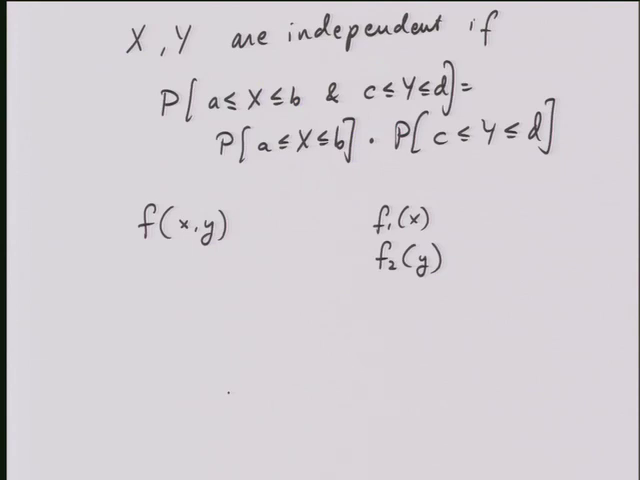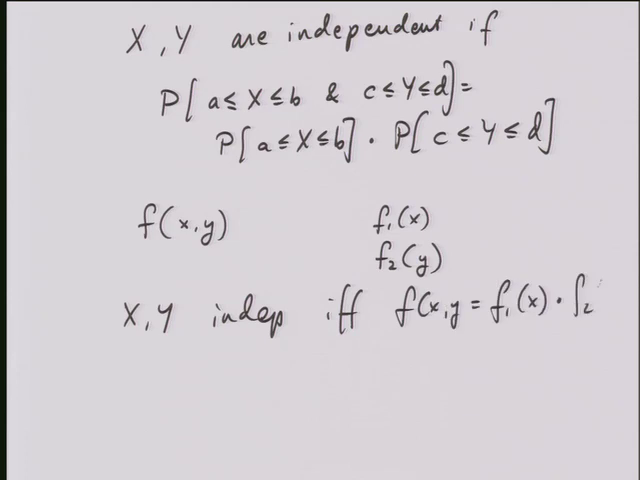So it turns out that x and y are independent if and only if f of x, y is equal to f1 of x times f2 of y. And this is very easy to work out from this condition, letting B be A plus delta and D be C plus delta and letting delta tend to zero. Once you do that, this falls out of that.